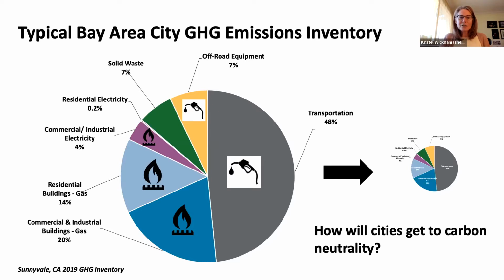Electricity emissions are down dramatically in most Bay Area cities due to the community choice energy model and their procurement of zero carbon energy. To reach carbon neutrality as soon as possible, city climate action plans must define how to shrink this pie, going from the left side to the right side. And they need to figure out how to do it dramatically and quickly.